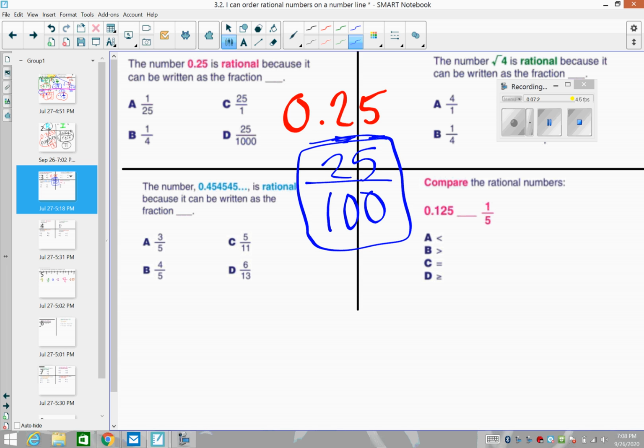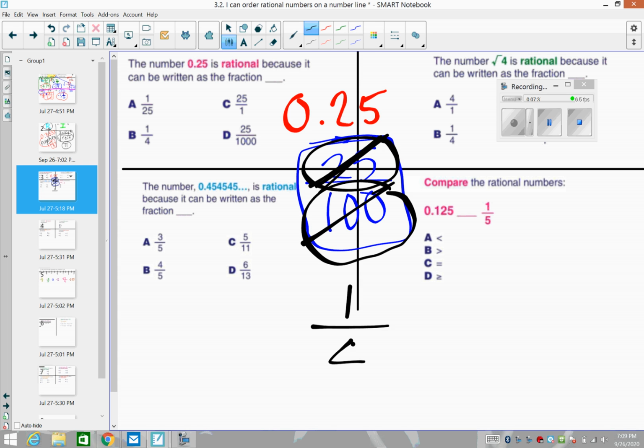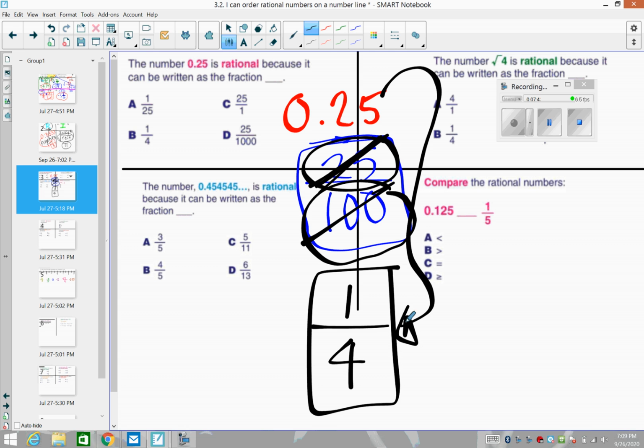So let's take a look at some questions about what we know here. In the upper left-hand corner, it says the number 0.25 is rational because it can be written as a fraction. So we have 0.25, and we talk about places. That's the 10th place. That's the 100th place. And how many hundredths do we have? 25. So the question is, does this reduce? Can we take out any common factors from 25 that we can also take out of 100? And you should be able to see that, yeah, there are.